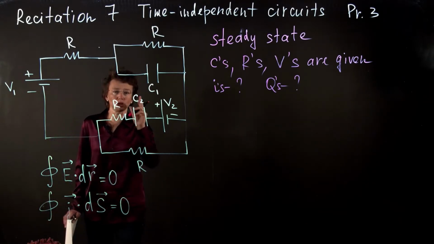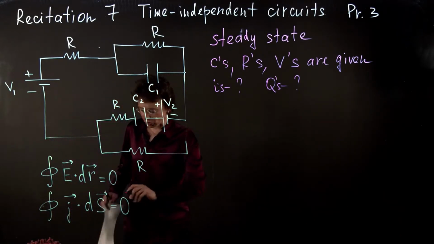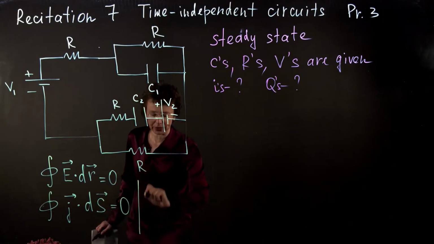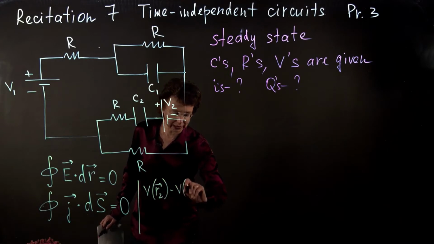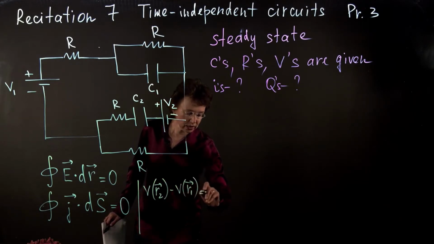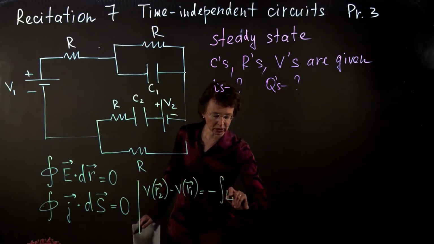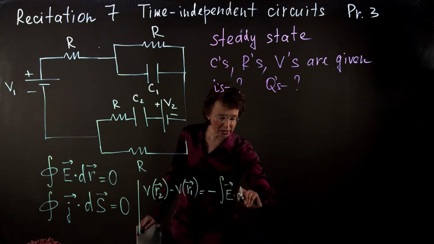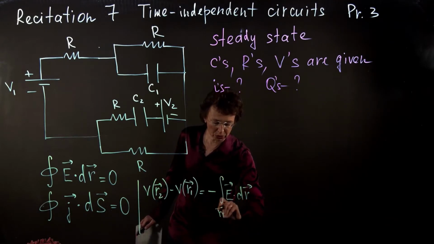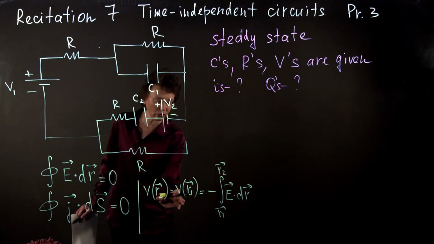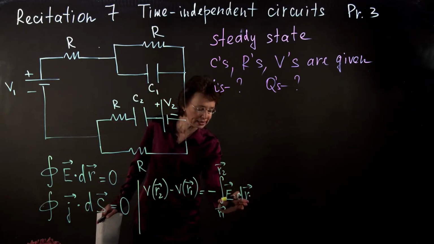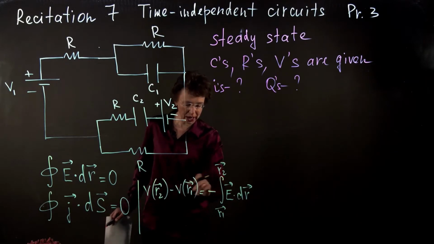I also remind you of two more things. If you consider the difference in the electric potential, V at R2 minus V at R1, this is equal to minus integral E dot dr from R1 to R2. This minus is important. This means that delta V has opposite sign to E dot dr.